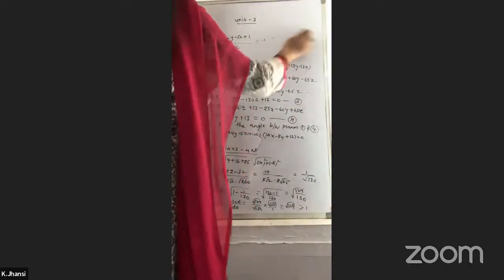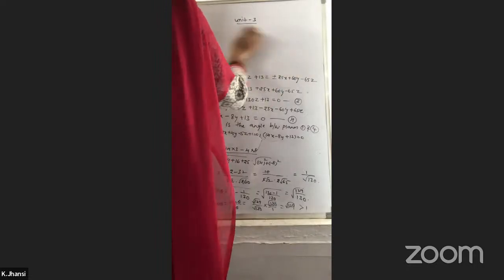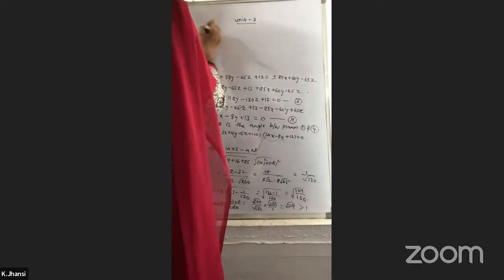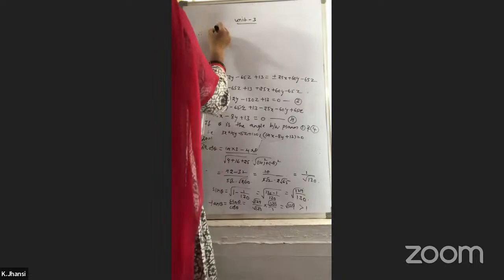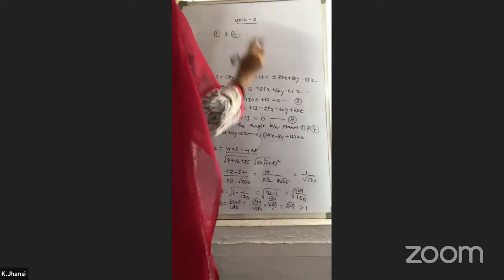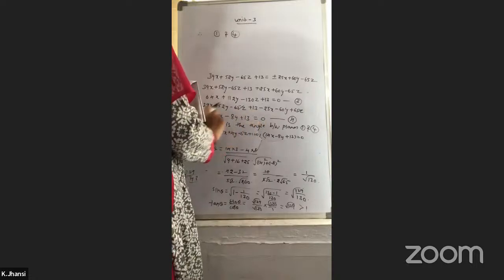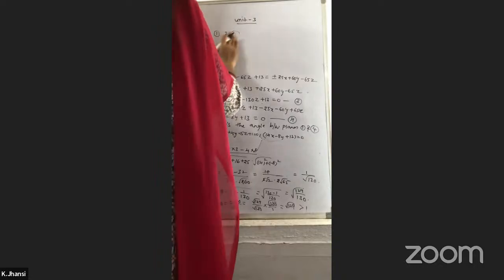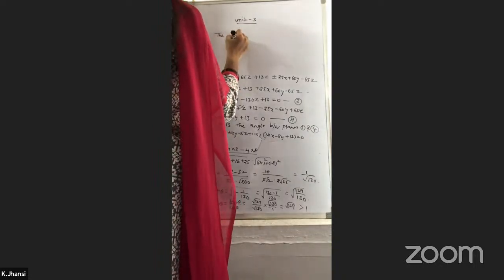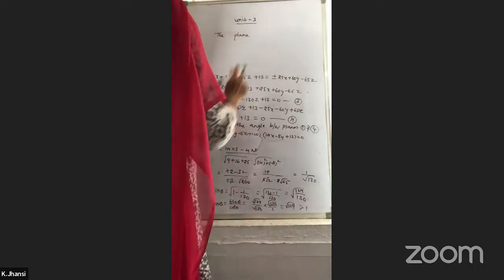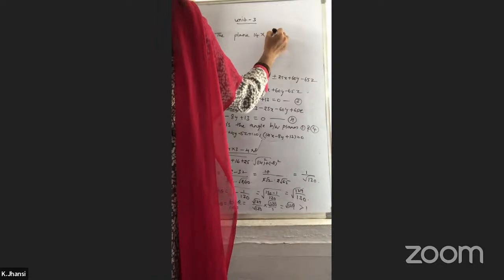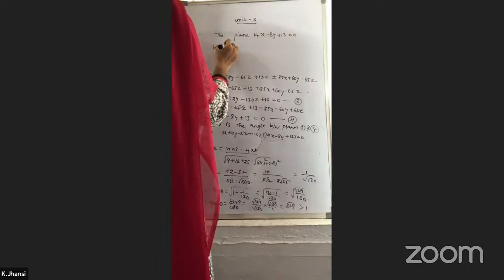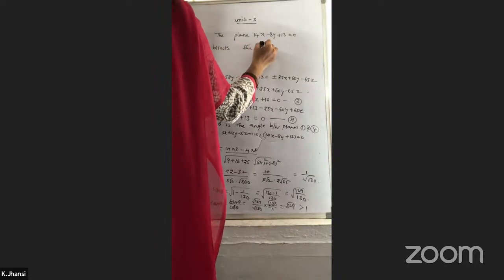So therefore, that is equation 1 and 4. 1 is the first equation we have taken and 4 is this equation. Or you can write like this: the plane 14x minus 8y plus 13 equals 0 bisects the obtuse angle.